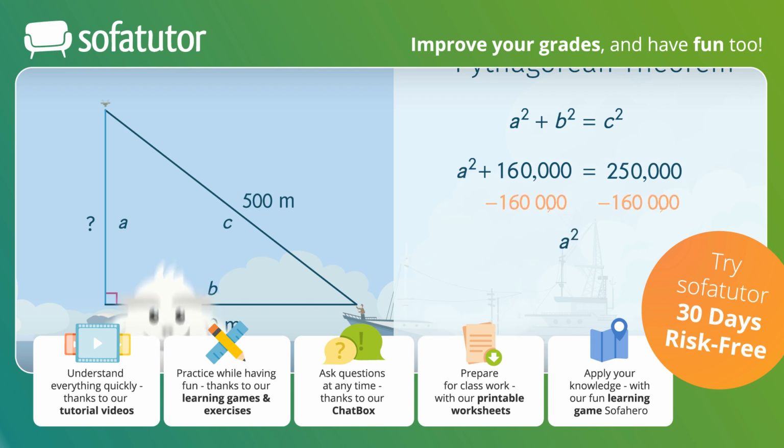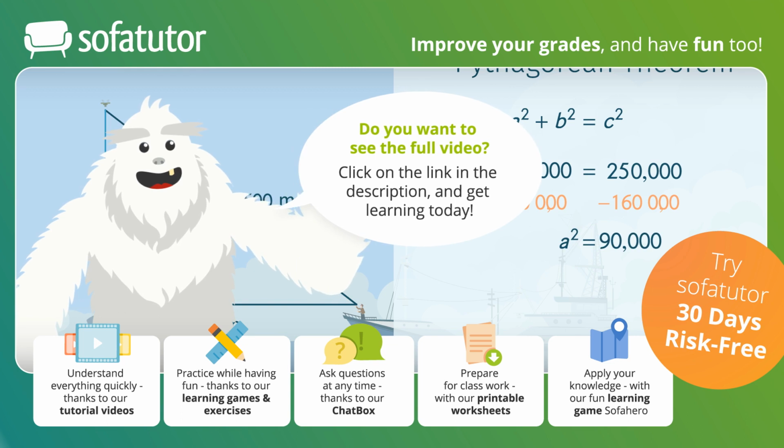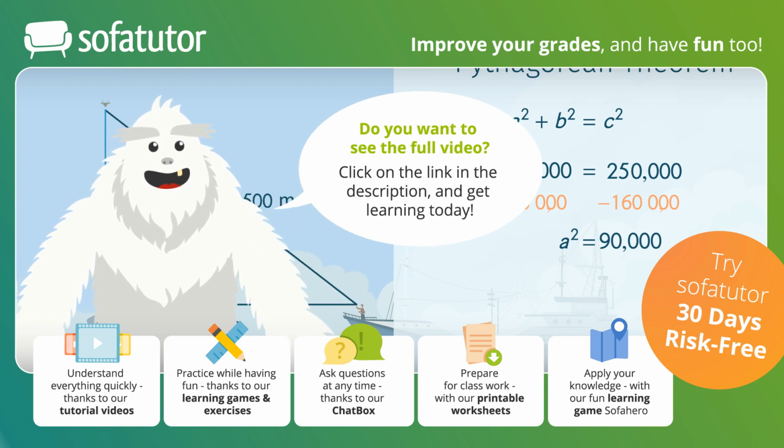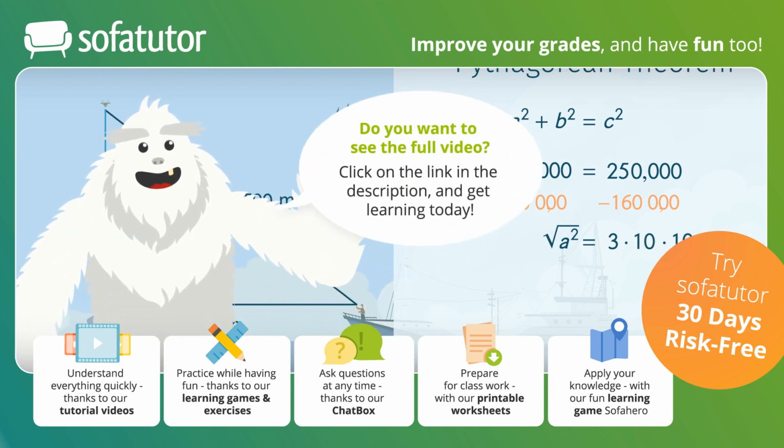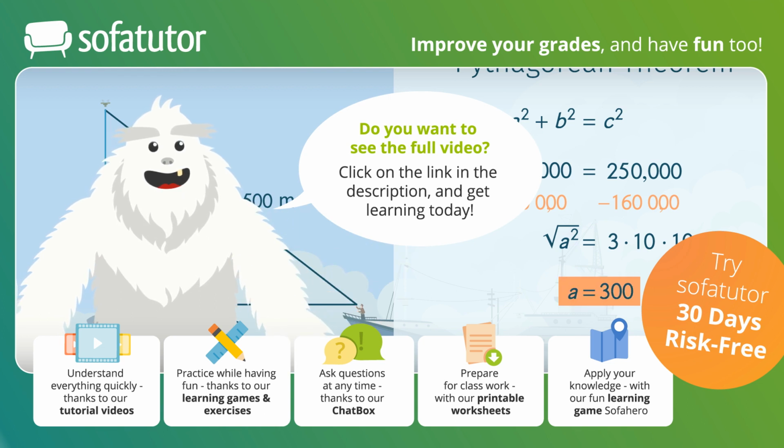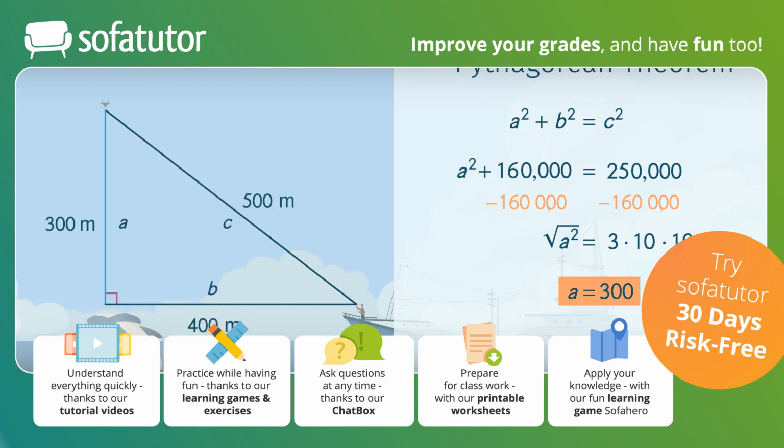Subtracting gives us a squared equals 90,000. To cancel the squared, we need to take the square root of both sides. How can we find the square root of 90,000 mentally? We can break it up similarly to how we did earlier, giving us 9 times 100 times 100. The square root of a product is the product of the roots. So that's 3 times 10 times 10. So the square root of 90,000 is 300. The drone is 300 meters above the whales.